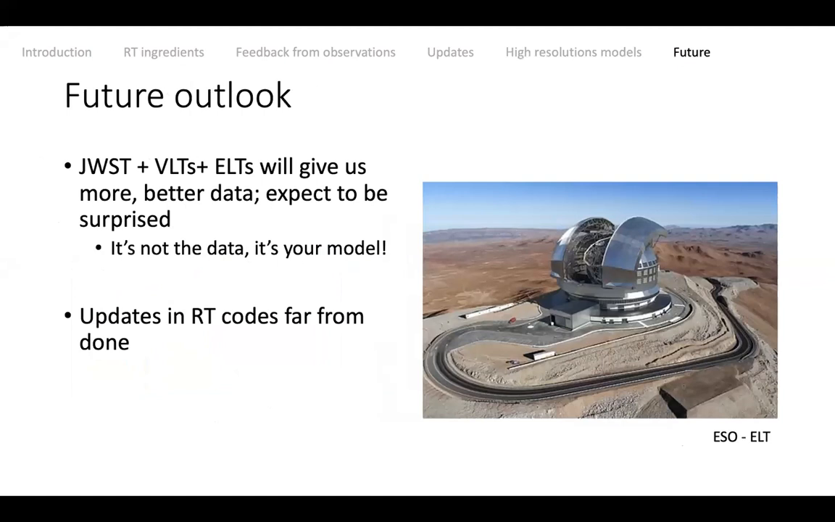And as my last slide, I wanted to finish by saying that we are really looking forward to the era of James Webb, VLTs, and ELTs. We're collaborating together, giving us more and better data. And one thing we have learned so far from brown dwarfs in the last decade and a half is that we should expect to be surprised by the data. And it's never the data's fault. It's always our models that have things that we missed, things that we initially considered not to be important, but turned out to be more important in actual brown dwarfs. And I think the same thing will be true for exoplanets. So I think that we are going to be working on updating RT codes based on input from data for many years to come.